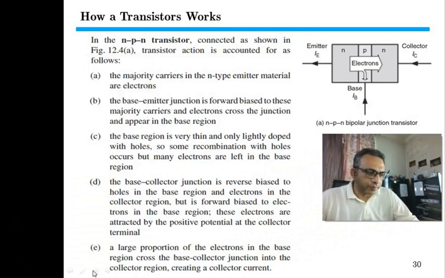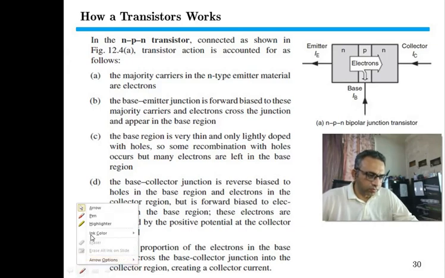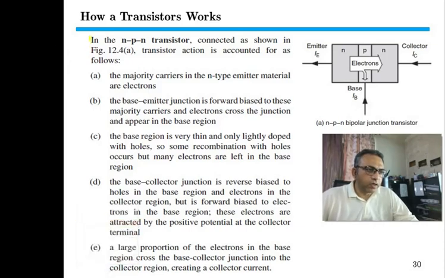So, in a NPN transistor connected as shown in figure 12.4, transistor action is accounted for as follows. So this is our figure 12.4. We have NPN transistor, and this is the emitter terminal, the collector terminal, and the base terminal.